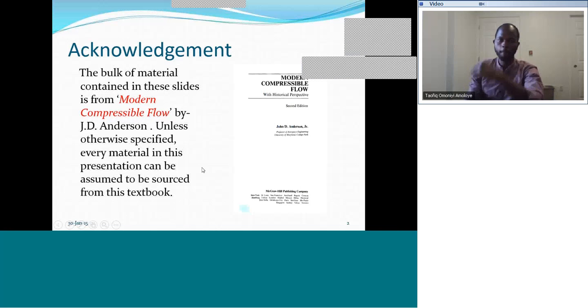The course, as we discussed before, is going to be based on modern compressible flows with historical perspective. The textbook is the second edition, written by John D. Anderson. The slides which I'm going to be showing have been made from the textbook, so much of the material is from the textbook.